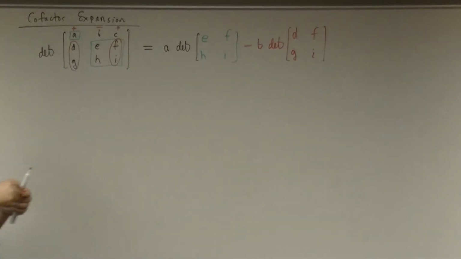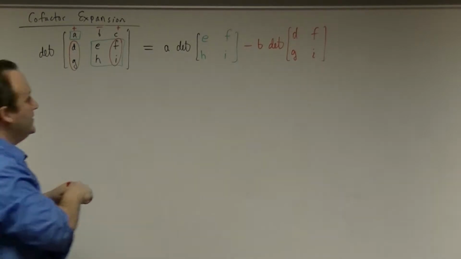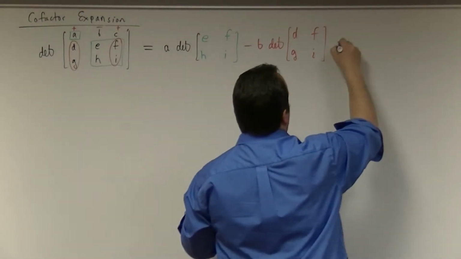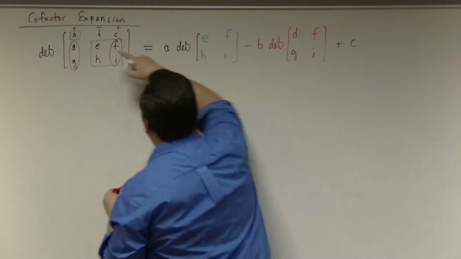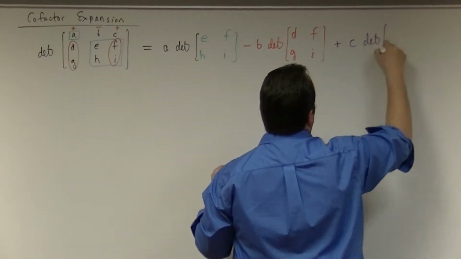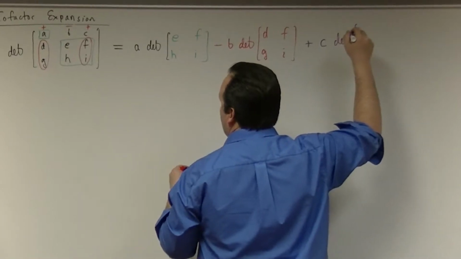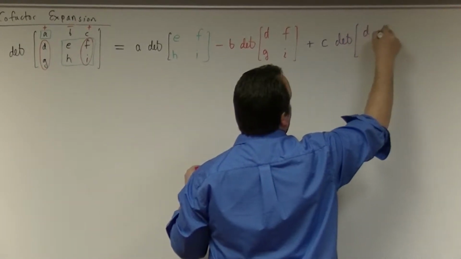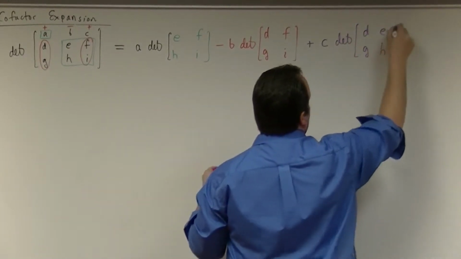Actually, I have a question. Could that be a plus sign if you were doing the determinant of F, D, I, G? Yeah, but I wouldn't do that. So this is the standard cofactor. So plus C, the plus because we do plus, minus, plus, so it's C, and then you do the determinant of everything that's not in the C column and row, which is D, E, G, H. Okay?